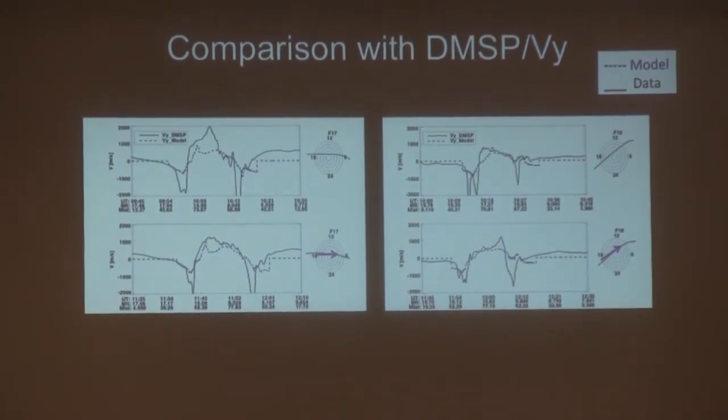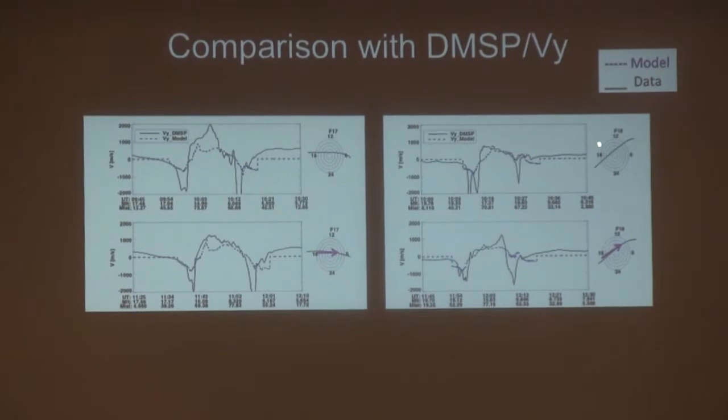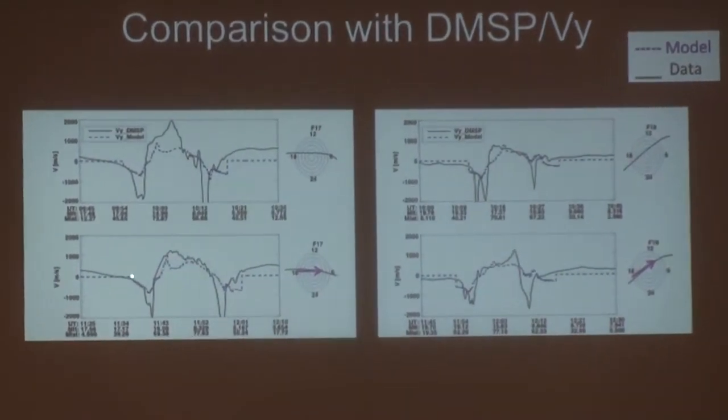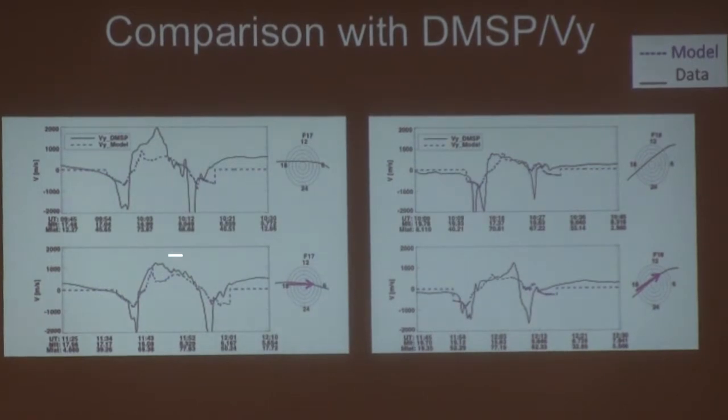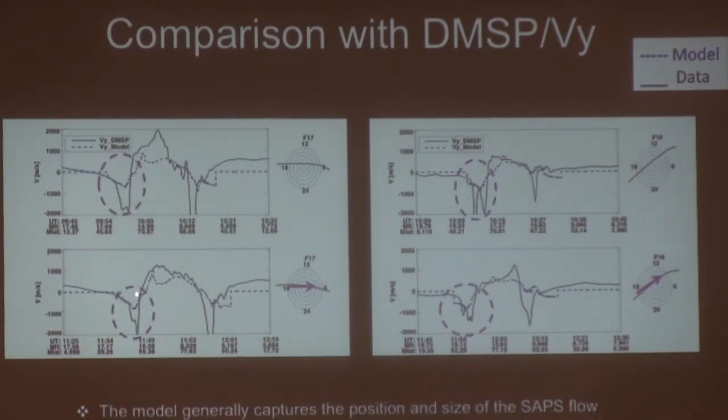So each column here shows one satellite. This is for F17, this is for F18. And there are two consecutive orbits about 30 minutes apart. This satellite crossed the polar cap in the northern hemisphere from the dusk side towards the dawn side. Those ovals show this westward flow in the SAPS region on the dusk side.